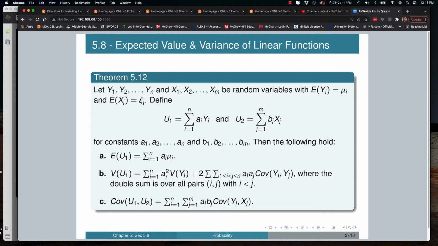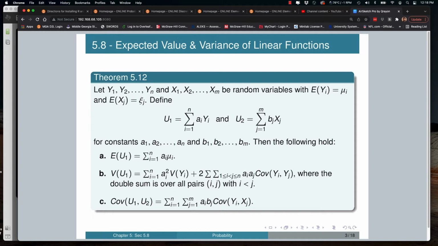And then part C says to find the covariance between two linear functions, u sub 1 and u sub 2. You sum i from 1 to n and sum j from 1 to m of the two different random variables, the two linear combinations. It's kind of almost like you're multiplying the two linear combinations together, as you'll see. But it's a sub i times the b sub j variable times the covariance of y sub i, x sub j. Again, this is not going to make a whole lot of sense until we put it into practice. Once you see how it works in the problem we're about to do here in a few minutes, it'll become clearer.